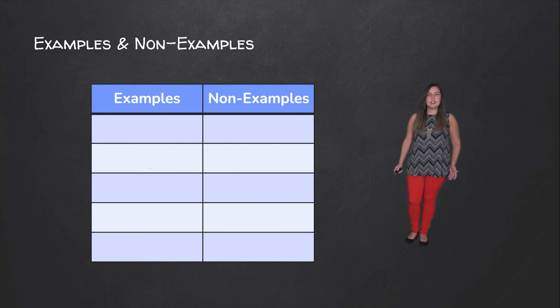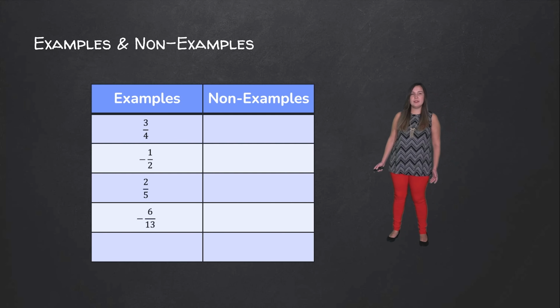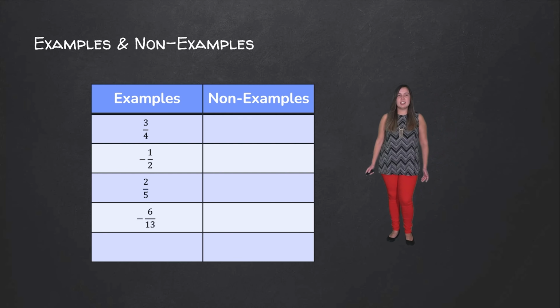Here, let's go over some examples and non-examples of what a fraction is and what it looks like. So here we have 3 over 4, which can be read as 3/4. Here we have -1 over 2, which can be read as -1/2. Here we have 2 over 5, which can be read as 2/5. Here we have -6 over 13. And finally, we have 7 over 10, and that can be read as 7/10.